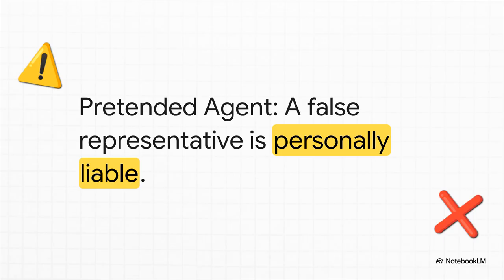Number 5, pretended agent, Section 235. He is personally liable. I command the class to write this down and heavily underline personally liable in your notes. The law does not protect imposters. If you pretend to be an agent, you step right into the line of fire yourself.